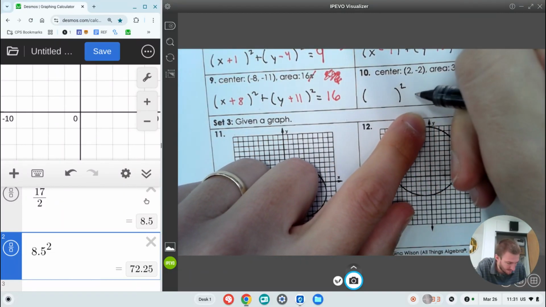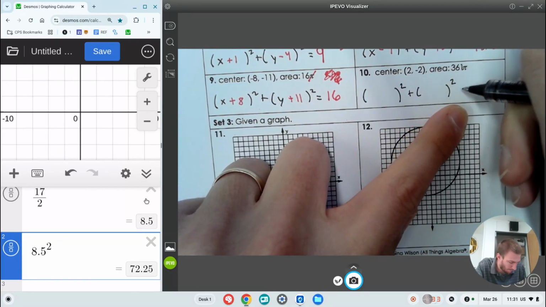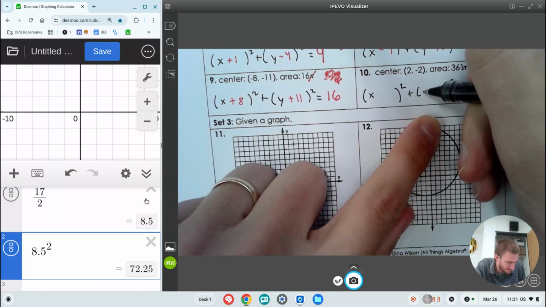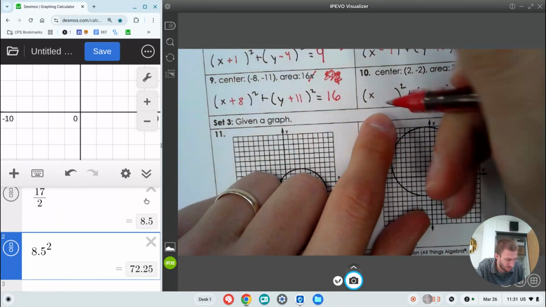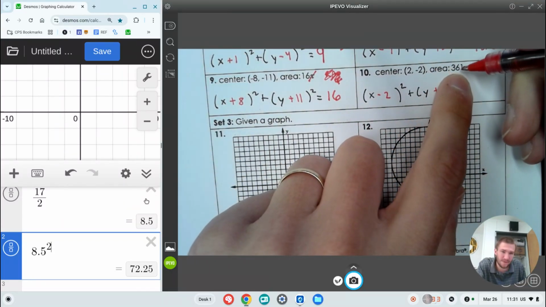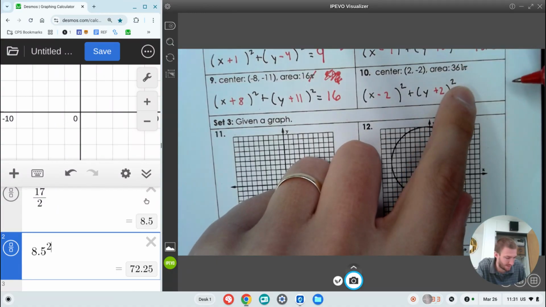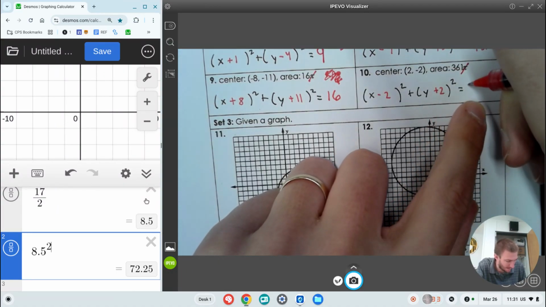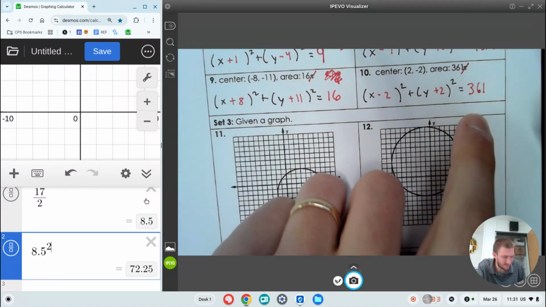I go like this. X, Y. I go like this. -2, +2. 361 is the area. Get rid of the pi. 361.